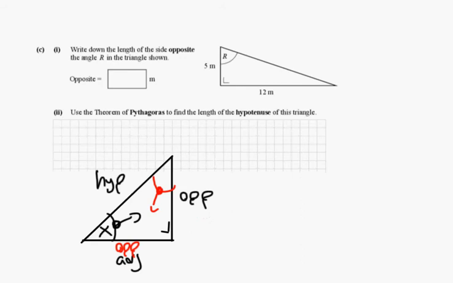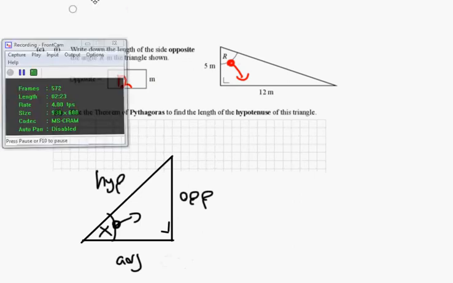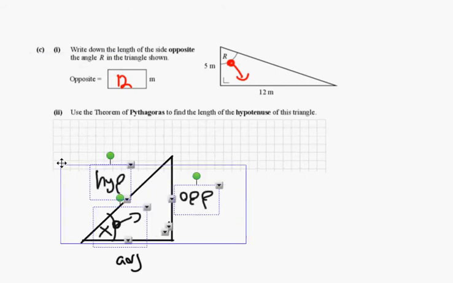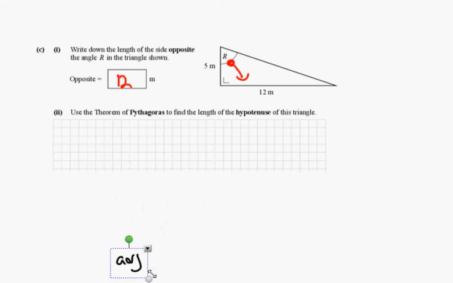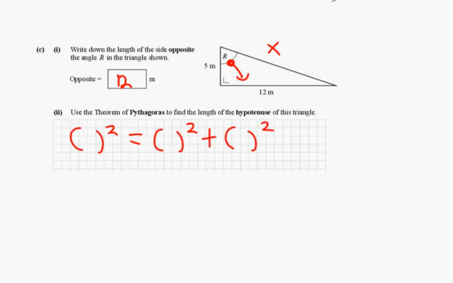Now, using this knowledge, what do you think the opposite of R is? 12. Okay? Now, anybody remember what Pythagoras' theorem is? Pythagoras' theorem, anybody? The longest side squared equals the shorter sides squared and added together. What's the longest side in this triangle? Using your eyesight, which side is the longest?